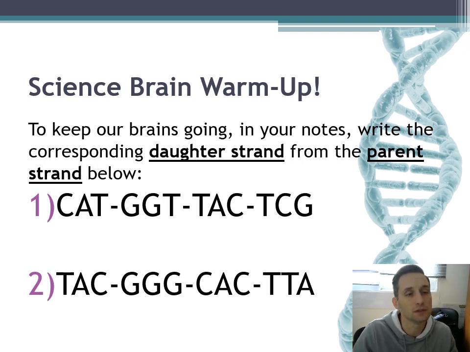What I'd like for you to do is to practice writing out the base pairing rules. Let's suppose that we had a parent strand, like number 1 beginning with CAT. And what I'd like for you to do is to write underneath that the daughter strand. So pause the video and see if you can do it.